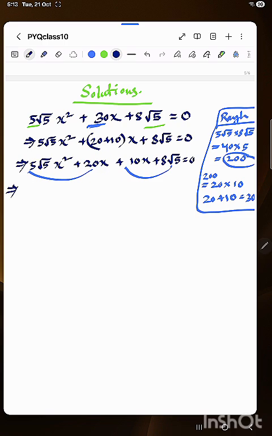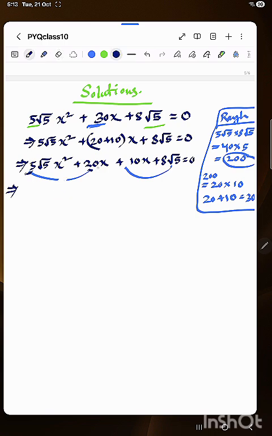So from these two I can take common 5 root 5, right? Also an x will be common, so 5 root 5 x. Okay, so root 5 I cannot take out, right? So I have done one mistake. Root 5 we cannot take out.